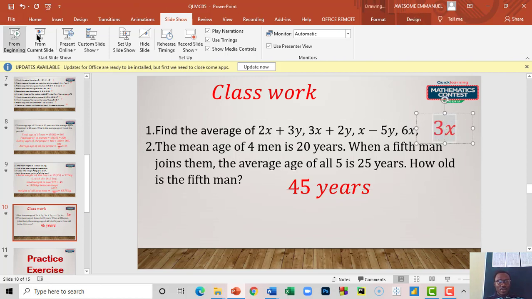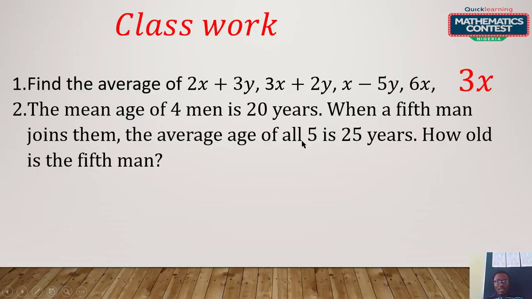So let's continue. The mean age of 4 men is 20 years. When the 5th man joins them, the average age of all 5 is 25 years. How old is the 5th man? The answer is 45. Now, there's a short way you can do this.